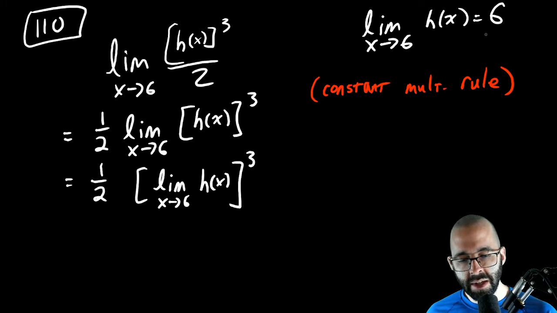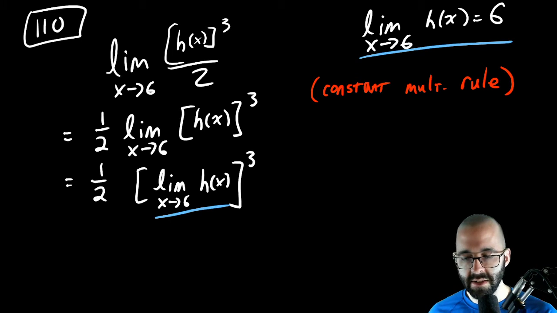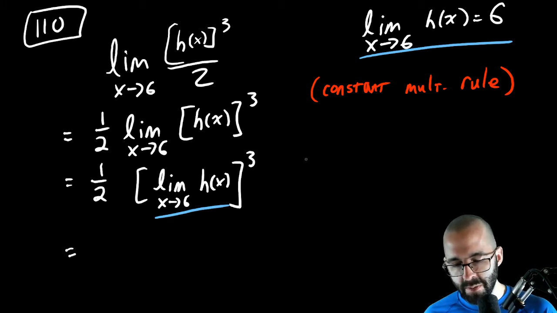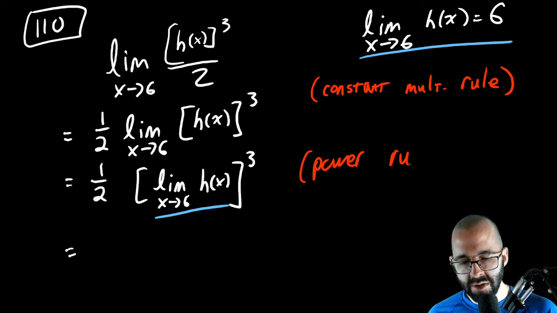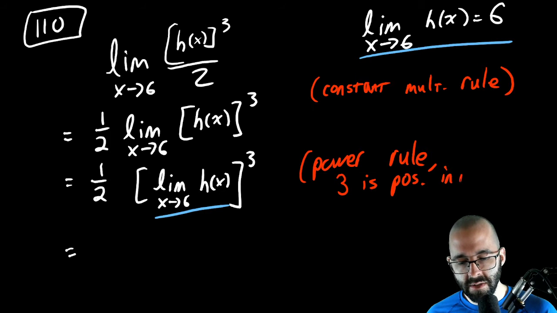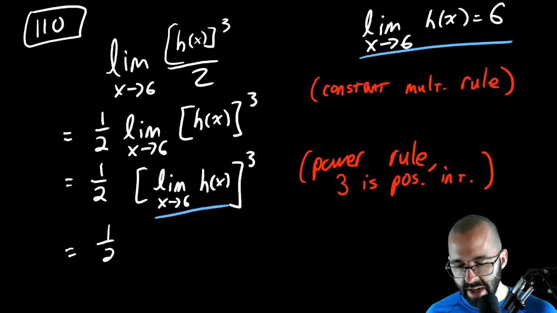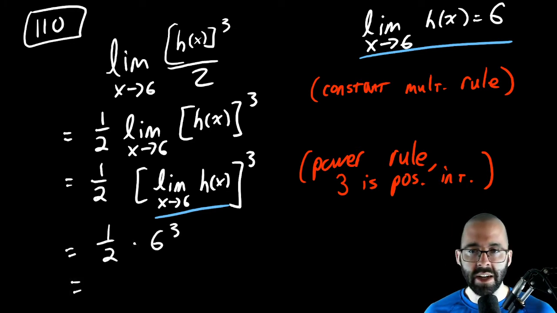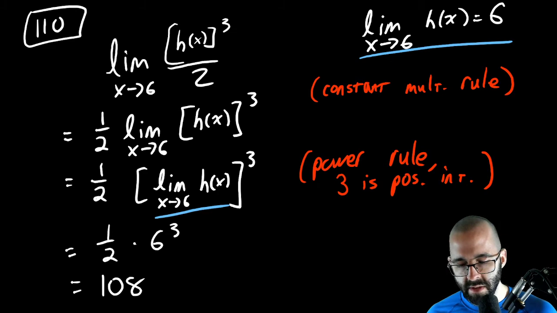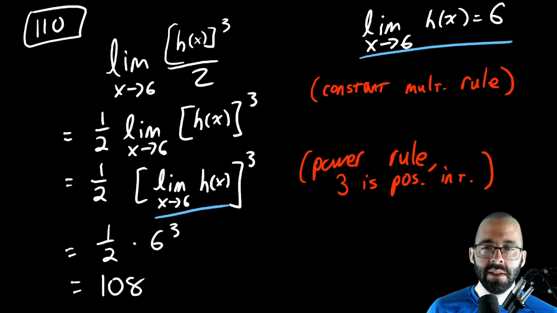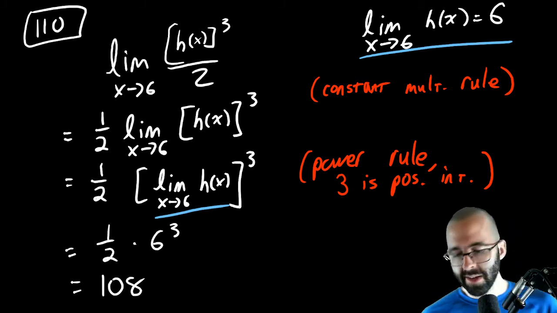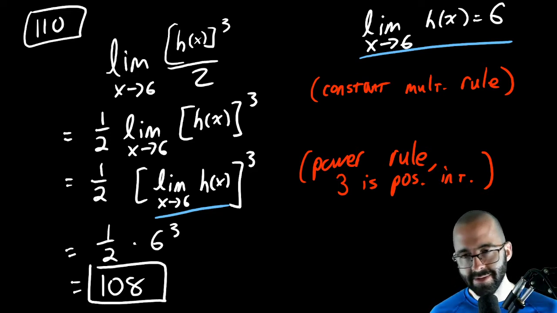And now we know that this limit equals 6. And again, this is the power rule, and we can use that power rule. It does require that it's a positive integer, but we do have that. You get 1/2 times 6 cubed, and now it's just algebra. I think it's 108. 6 cubed should be 216. Half of 216 is 108, I think. You let me know if I'm wrong. That's how we do 110.